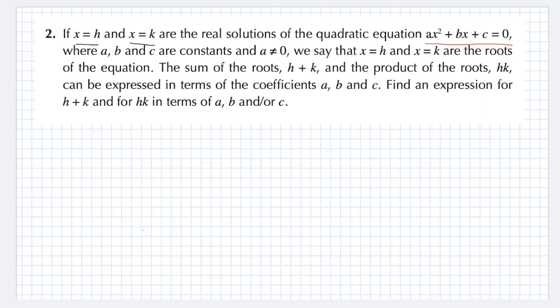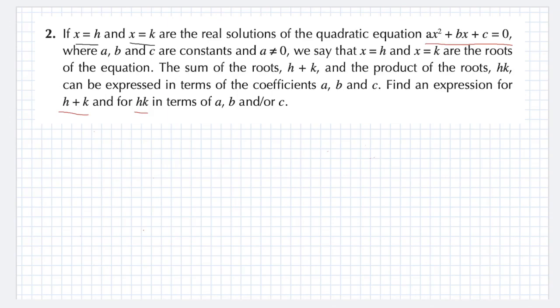The sum of the roots h plus k and the product of the root hk can be expressed in terms of the coefficients a, b and c. Find an expression for h plus k, sum of the roots, and the product of the roots hk in terms of a, b or c. Let's try to solve it.